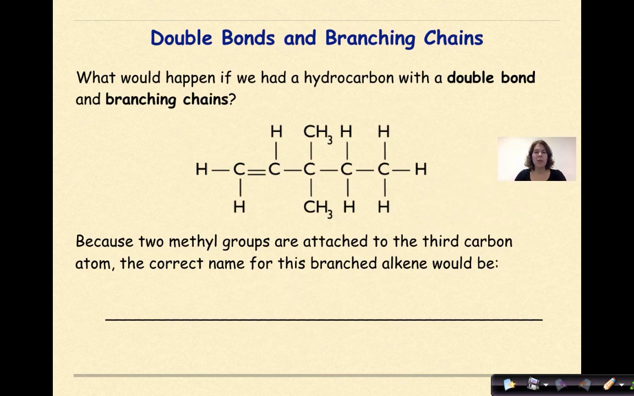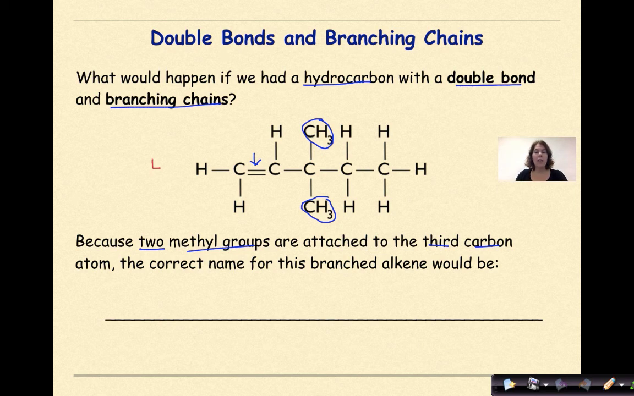Double bonds and branching chains. What would happen if we had a hydrocarbon with a double bond and branching chains, like we do in this scenario? So let's look at this. Here is our double bond, and we have a methyl group right here, and we have another methyl group right here. Because 2 methyl groups are attached to the third carbon atom, the correct name for this branching alkene would be, well, let's figure that out.